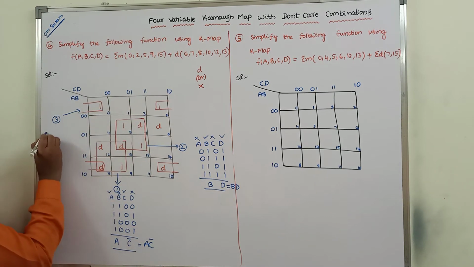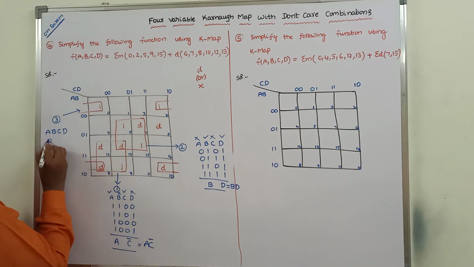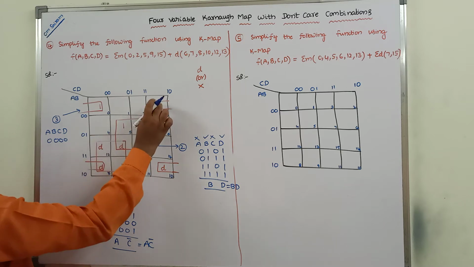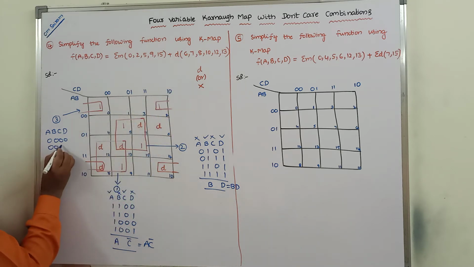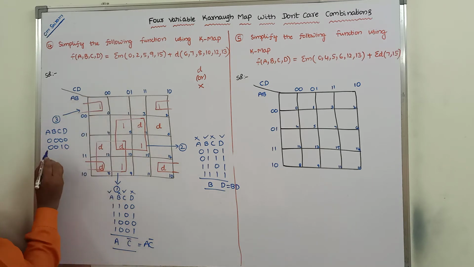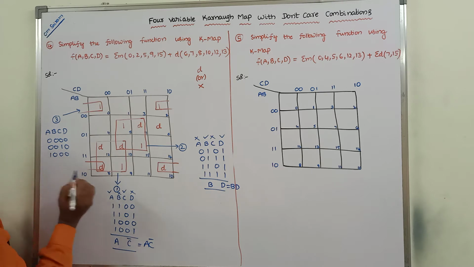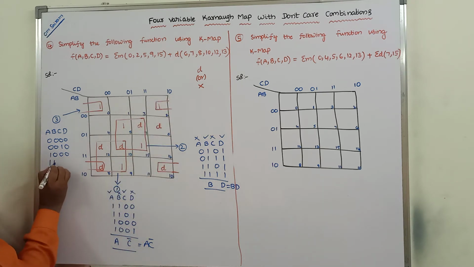Okay, next one, 4 corners. First I am writing A, B, C, D. For this one, row wise 0 0, column wise 0 0, 0 0 0 0. For this one, row wise 0 0, column wise 1 0. For this don't care, row wise 1 0, column wise 0 0, 1 0 0 0. For this don't care, row wise 1 0, column wise 1 0.